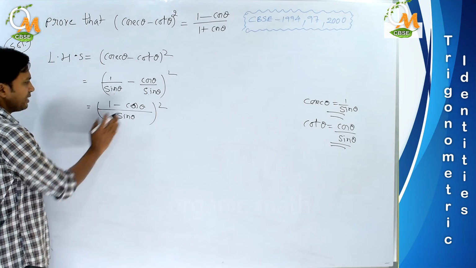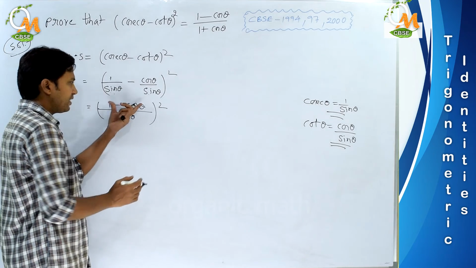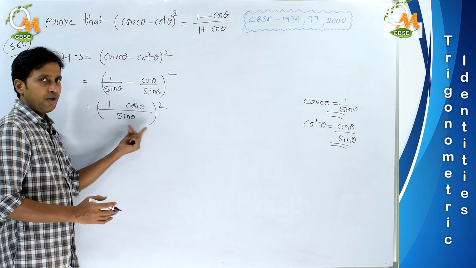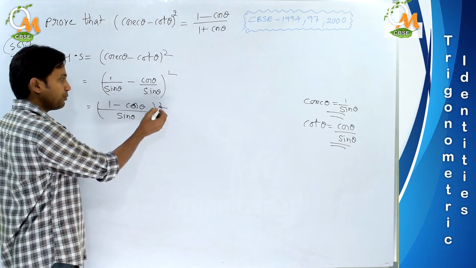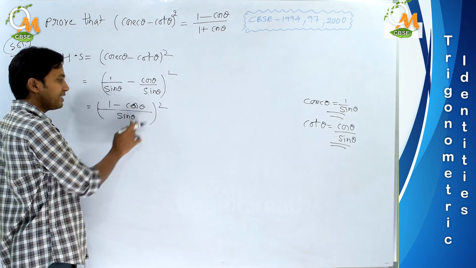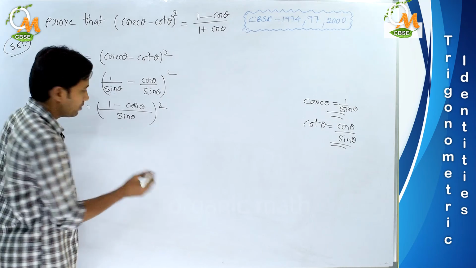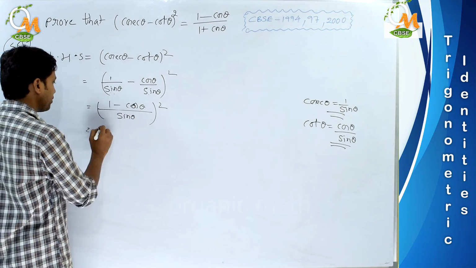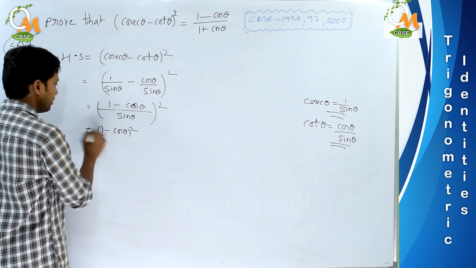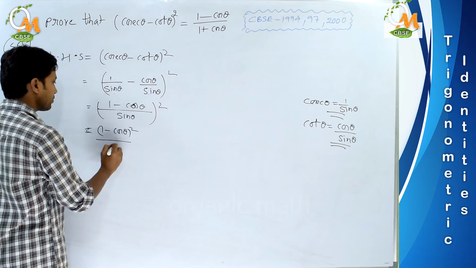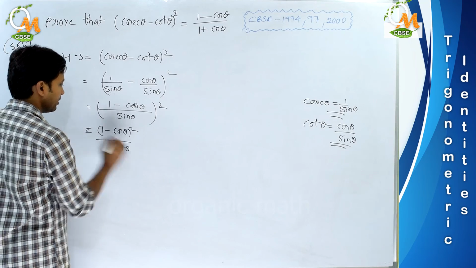Now let us do one thing. This is A, this is B, and (A by B) whole to the power of M, here whole square. So we can put the square on the numerator and denominator separately. That means (1 minus cos theta) whole square by sine theta whole square, that is sine square theta.